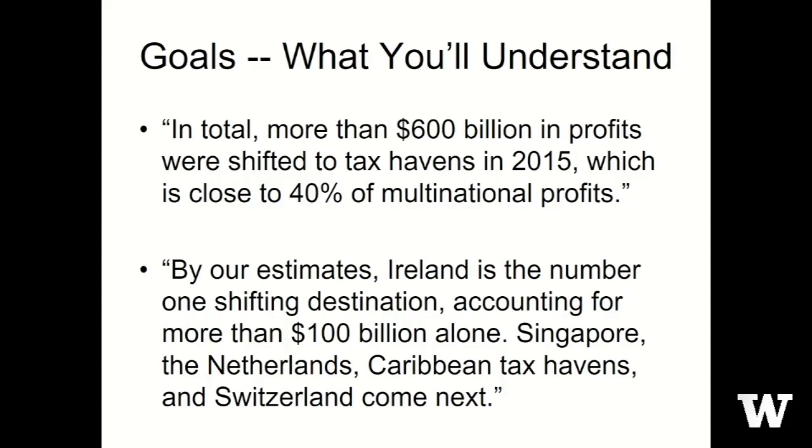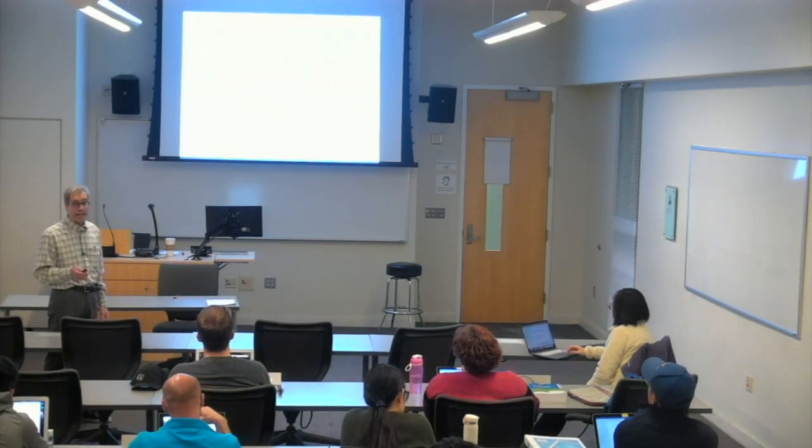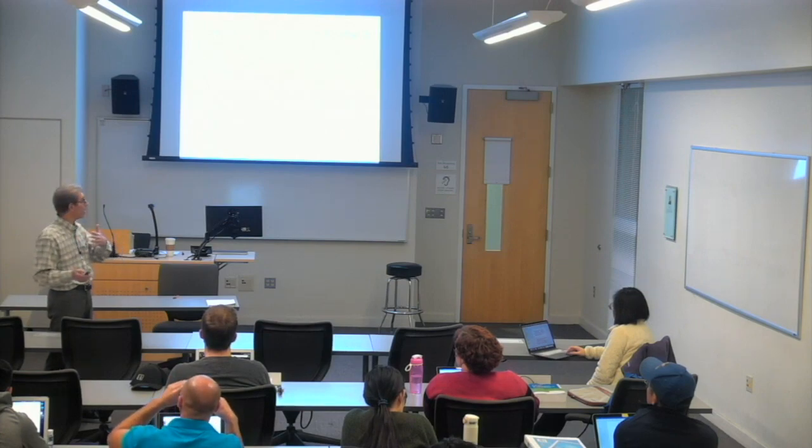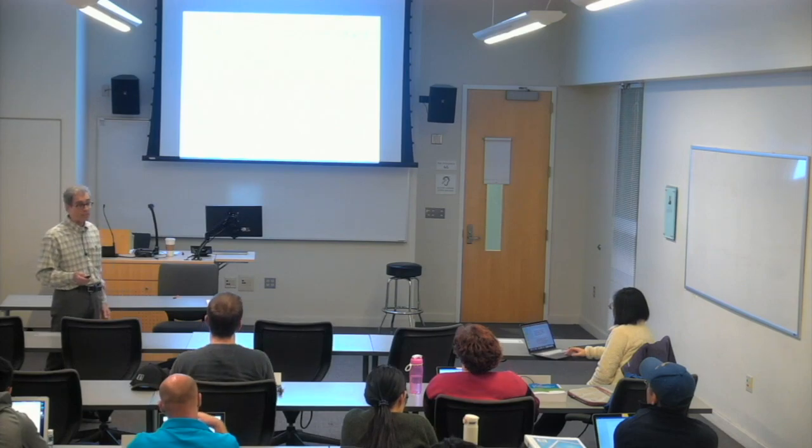The estimate is that 40% of the profits of multinationals in 2015 were shifted out of the countries in which they were earned and into primarily tax havens or other low tax countries. And that was roughly $600 billion in profits. And if you think about, let's say, a 35% tax rate, that's give or take a bit around $200 billion of tax.